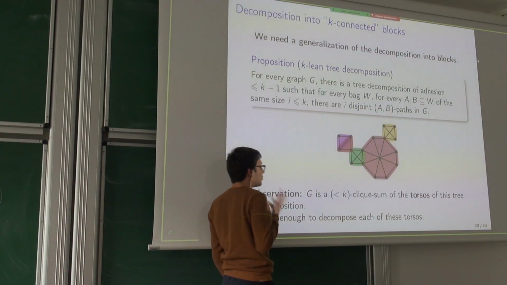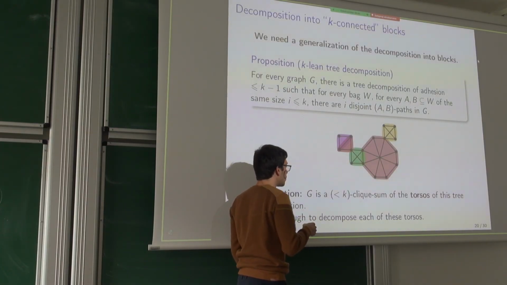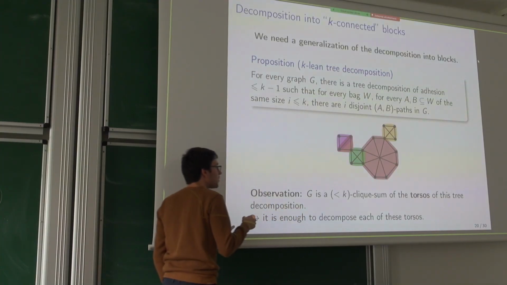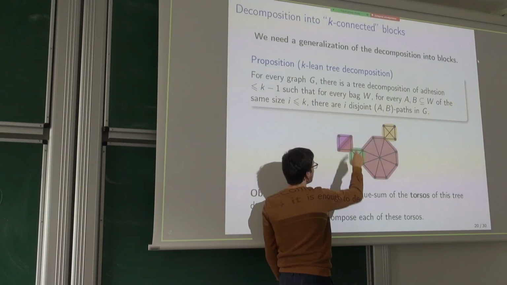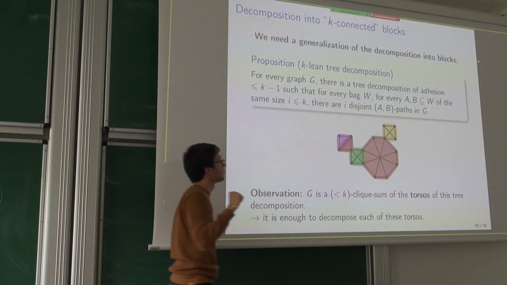Now if I want to bound my k-treedepth, it's enough to bound the k-treedepth of each of the torsos of my tree decomposition, because here the adhesion is at most k-1, so indeed that's less-than-k clique-sums.